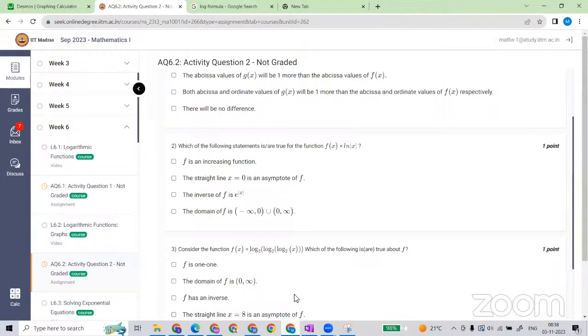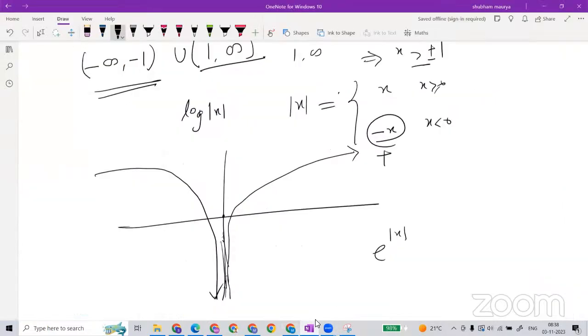The inverse of the inverse of f is f, which is e power mod x. See, the whole thing is R here, except at 0. At 0, the function is not there. Otherwise, the domain of this one is the whole of R except 0, right?